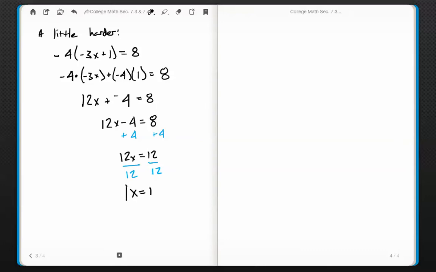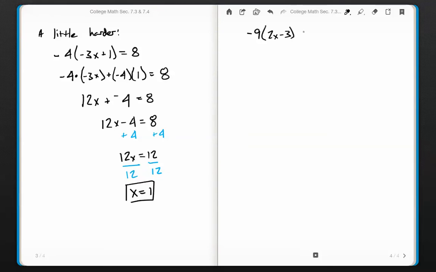Alright. So now let's do another negative one just to get those down. Let's do this one. It's negative 9 times 2x minus 3 equals 27. And then we can distribute. So I'm not gonna write out quite as much.